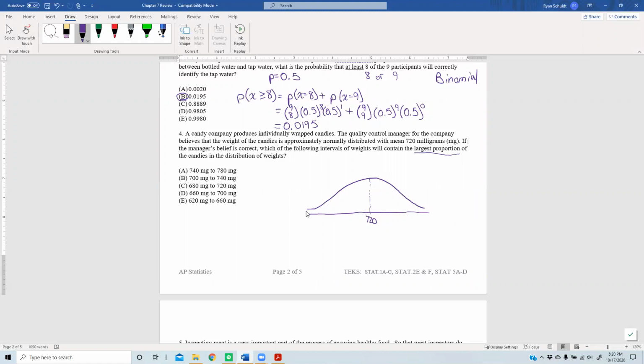Remember, the largest proportion will pretty much always include the mean, because that's where we're the highest. If it doesn't include the mean, it's not going to be the largest proportion.